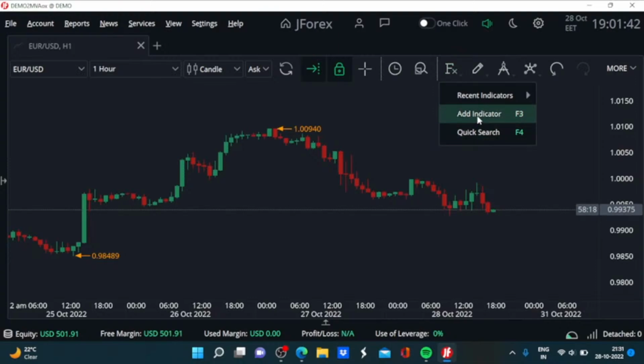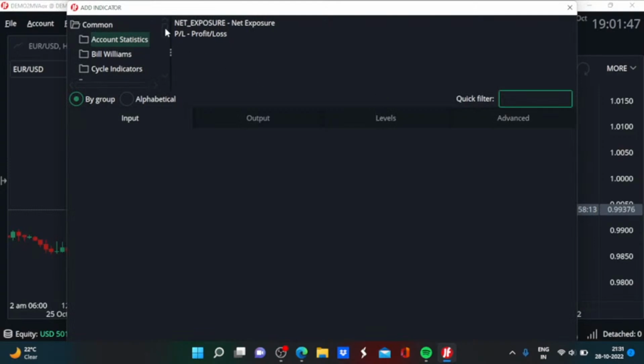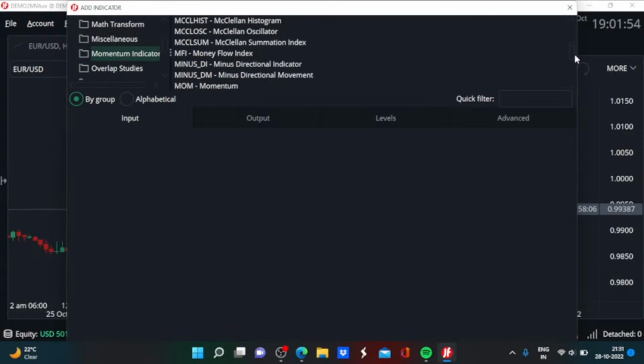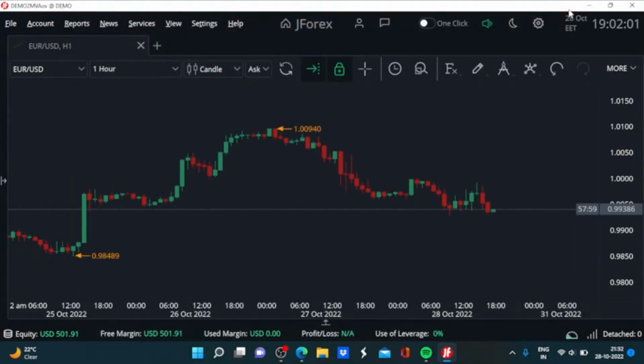So here you will find this indicator listed amongst the momentum indicators, or else you can simply do a quick search and you will get it there. Just to let you know, it is included amongst these momentum indicators, the one day rate of change of triple smooth EMA. After that, if you don't want to follow that lengthy routine, all you have to do is simply type in TRIX, and here it is, one day rate of change of triple smooth EMA.